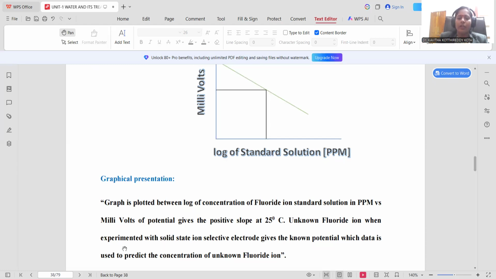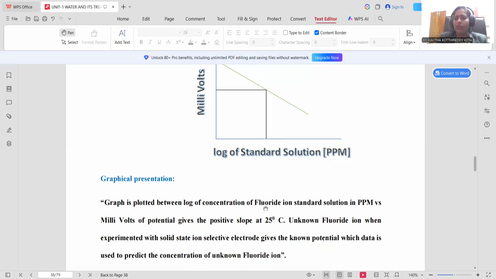For the unknown fluoride ion, when experimented, the solid state ion selective electrode is selective for fluoride ion determination. The known potential value you got, from that you can extrapolate so that the unknown fluoride ion concentration is identified. This is the way, from the graph only, you can identify the concentration of the unknown fluoride ion sample solution.